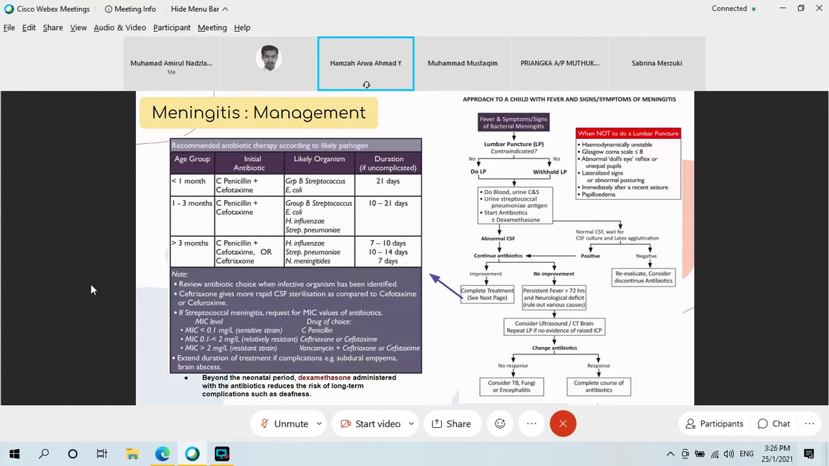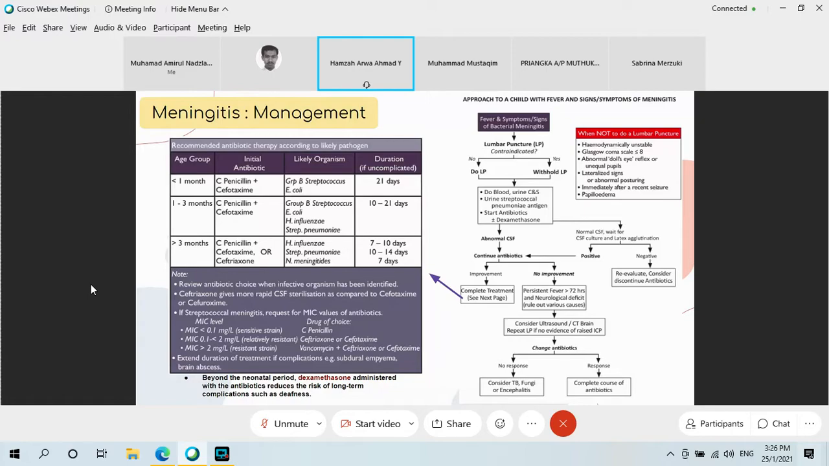If the antibiotic shows no improvement, for example, the baby still has a fever for more than 3 days and has a neurological deficit, consider an ultrasound and CT brain, and repeat the lumbar puncture if there is no evidence of raised intracranial pressure. Then change the antibiotic if there is no response, and consider TB, fungi, or encephalitis. If there is a response, complete the course of antibiotics.